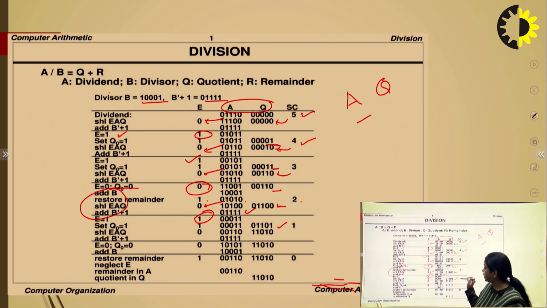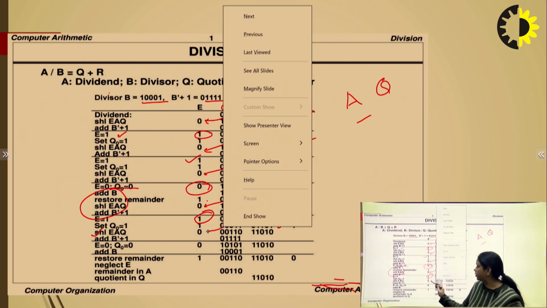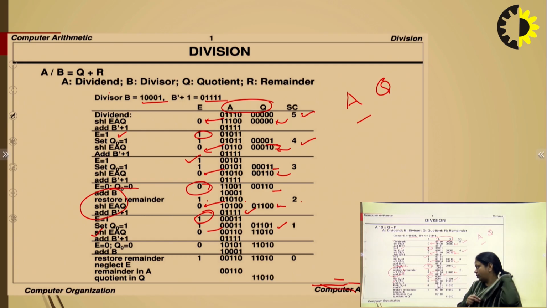Now the value of sequence counter is 1. Now in the next step again we will start with the shift EAQ. When we shift EAQ, you can see here the 0 will be shifted to here only. And then we add the B bar plus 1. We will get this value here. Now you can see here after the adding the value of B bar plus 1, the value of E is equal to 0. So again the value of Qn will be 0 here. We will not set the value of Qn to 1. So this is already the value of Qn is 0. So we will leave it as it is.